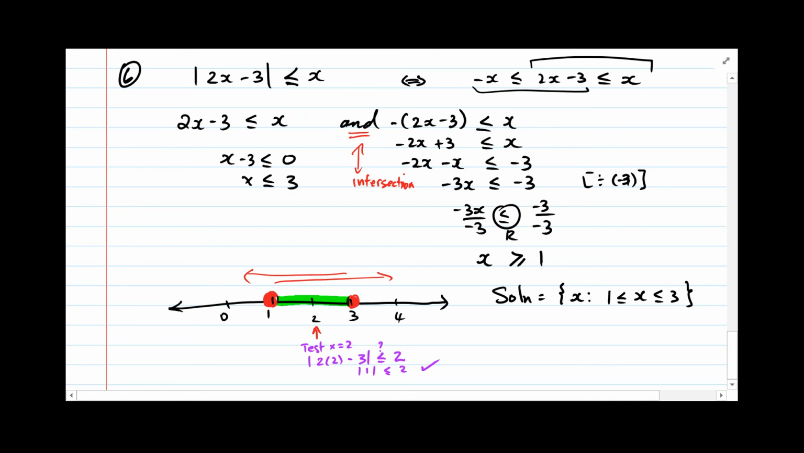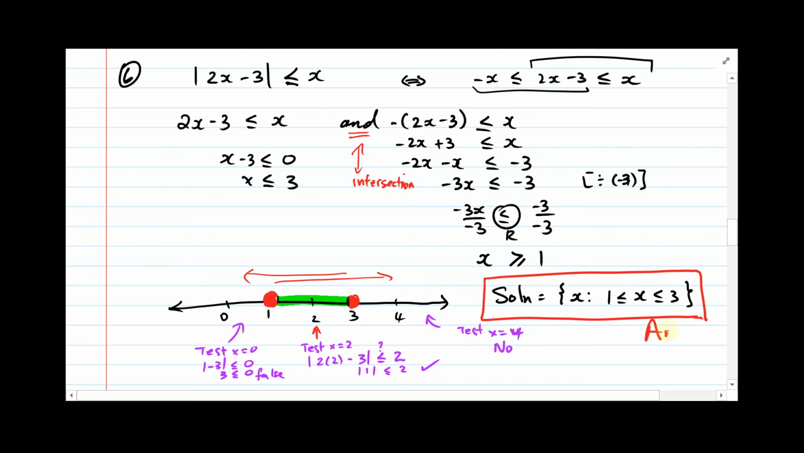It works. If you tested these regions, they would not work. So if you tested, say, x equal to 4, you'd get a false statement. I leave that to you. If you test the first region out here, say using 0, which is very quick for me to do, the absolute value of negative 3, is this less than or equal to 0? 3 is not less than 0. This is a false statement, hence it's unshaded. So again, the only solution and our final answer is what is shown here.